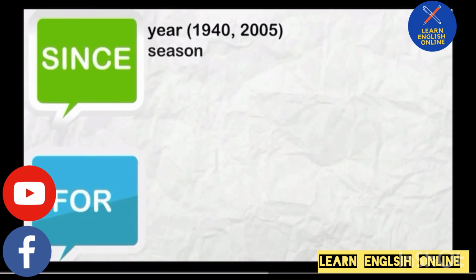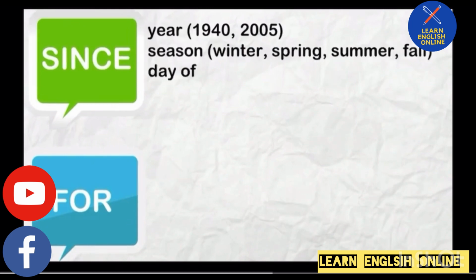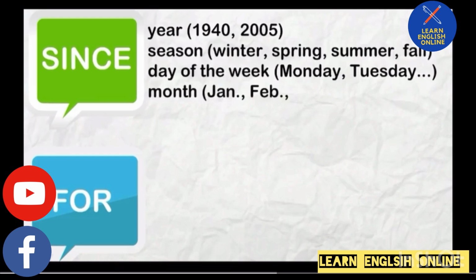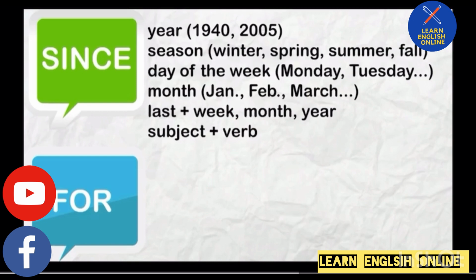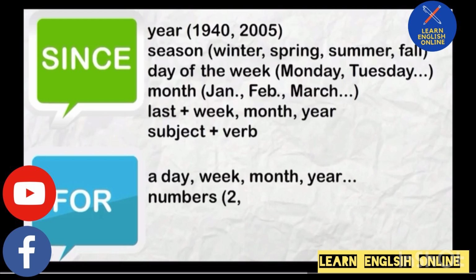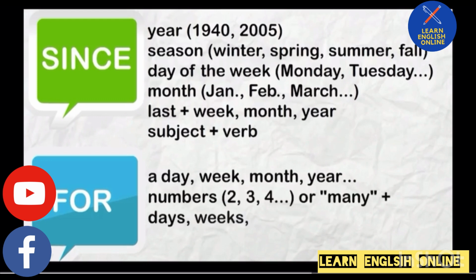After since, we use a year, a season, a day of the week, a month, or last week, last month, last year, or even a subject and a verb. After for, we can say a day, a week, a month. We can combine numbers with days, weeks, and months, such as 2 weeks, 4 months, or many years.